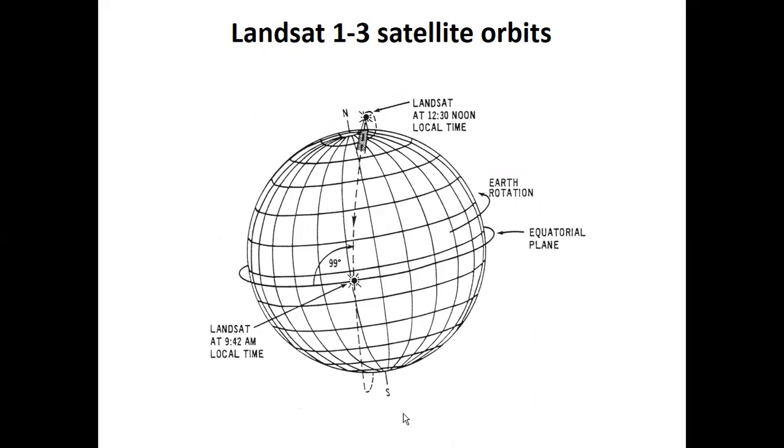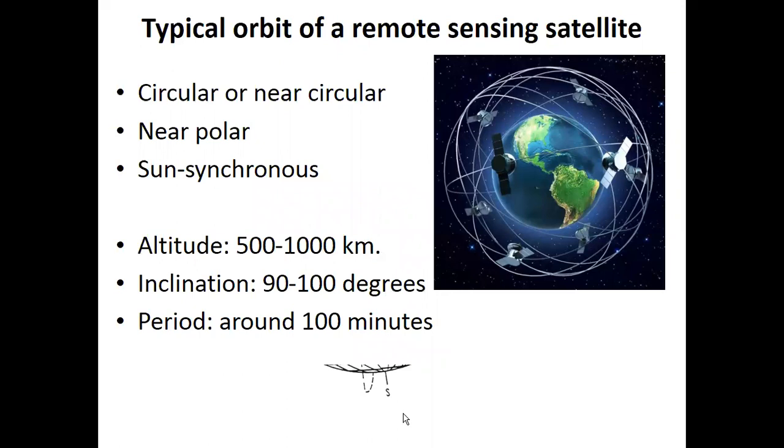And so this is pretty convenient. And this is why the typical orbit of a remote sensing satellite usually is... there are many exceptions, of course. You have seen this geostationary satellite image. But usually, in the most typical case, the orbit of an Earth observation satellite is circular or near-circular. It is usually near-polar, and usually it is sun-synchronous.